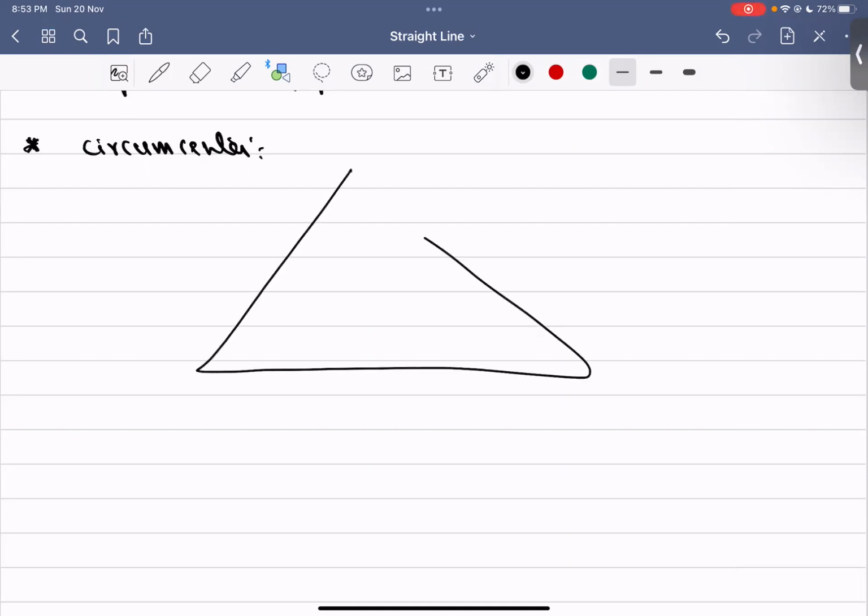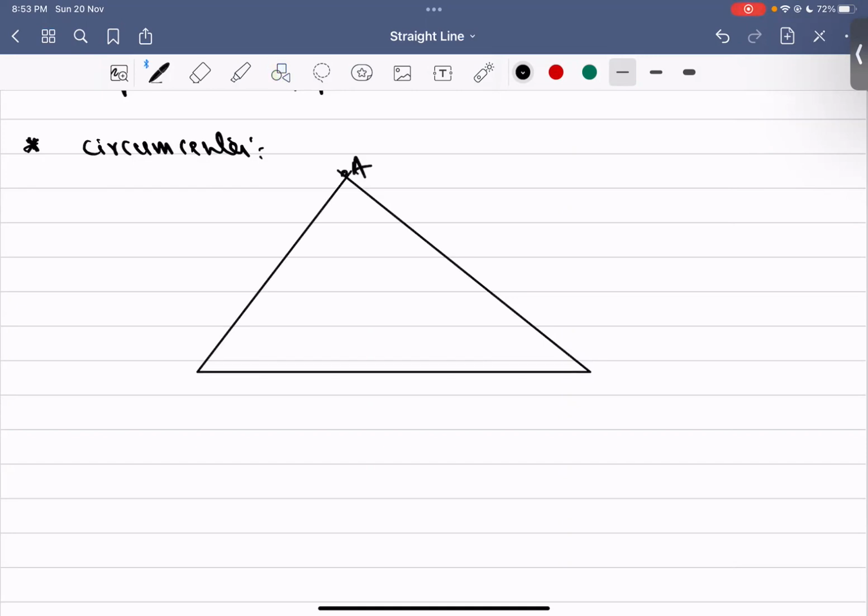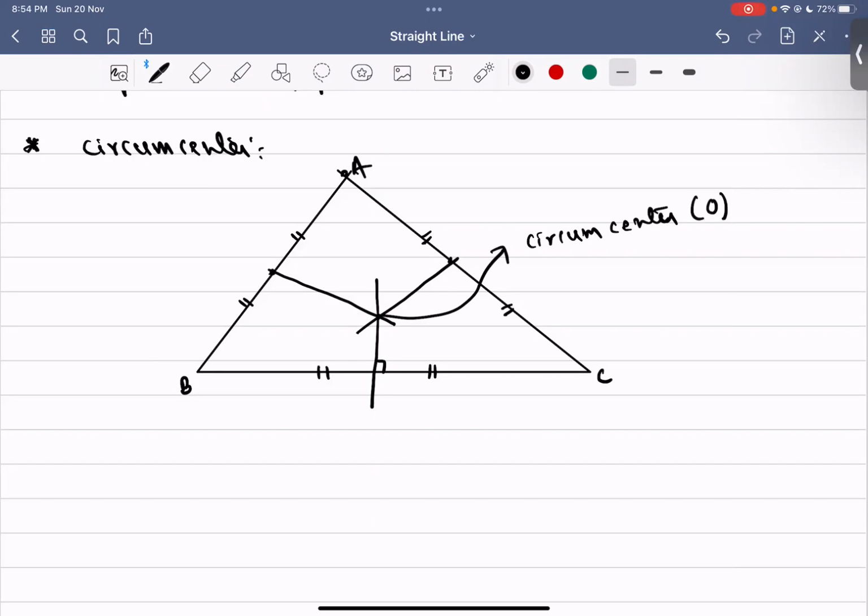So next is circumcenter. Suppose this is the triangle ABC. Circumcenter is the point of concurrency of perpendicular bisectors of the sides. That is, this is the perpendicular bisector of side BC. Next, the perpendicular bisector of this side AB. Next, the perpendicular bisector of AC, it's a rough diagram. So this point, the point of concurrency of perpendicular bisectors of the sides, is called the circumcenter. Generally circumcenter is denoted by capital O.